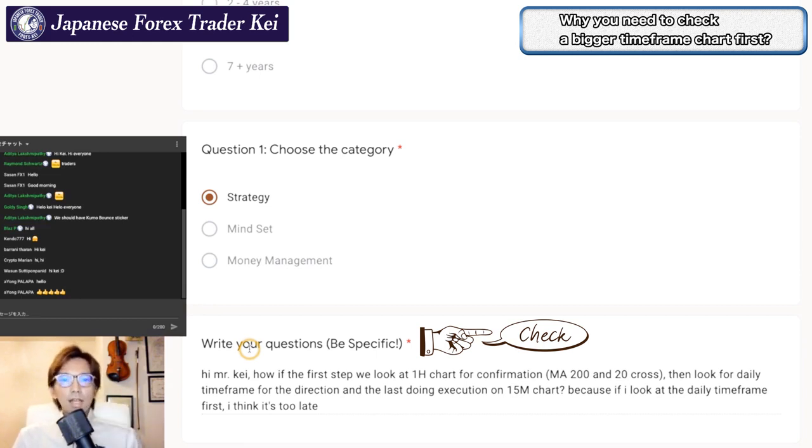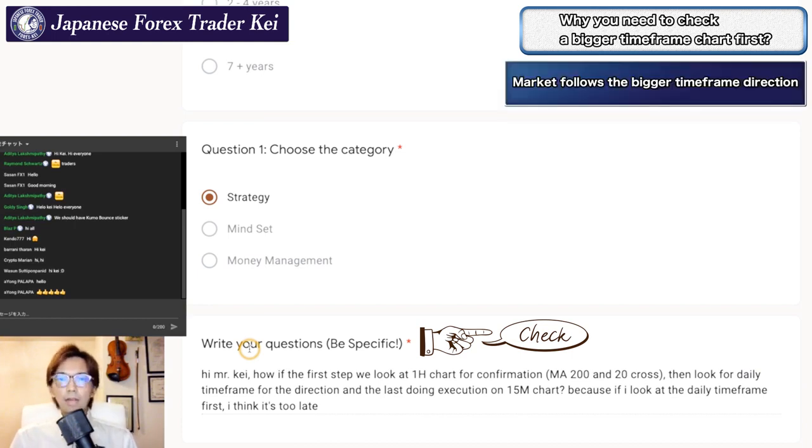Okay, so he wanted to look at the 1 hour chart first to confirm the market direction and then move on to the daily chart and 15 minute chart. I take a look at the chart from the bigger time frames because you have to capture the biggest momentum in the market. And usually the market follows the bigger time frame chart. So when the bigger time frame, let's say in this case the daily chart, is moving up, then the 1 hour chart and 15 minute chart will basically be following that bigger time frame daily chart direction. And that's why it's very important to see the bigger time frame first.